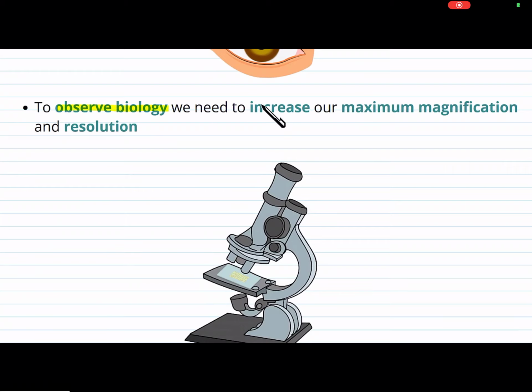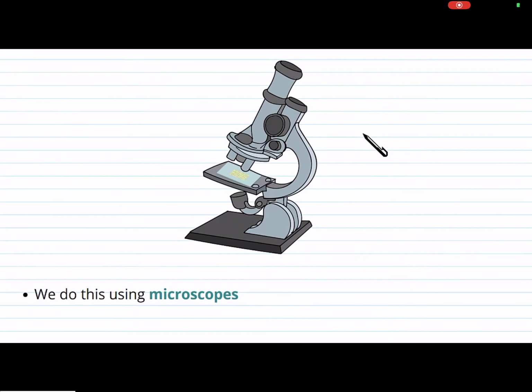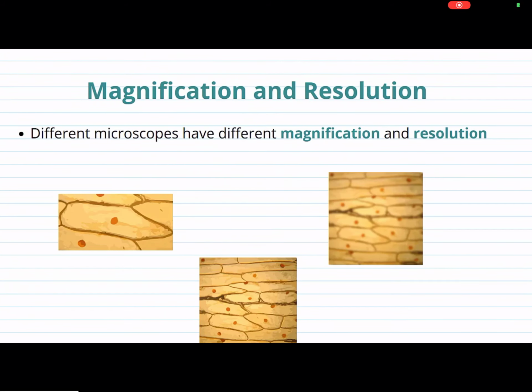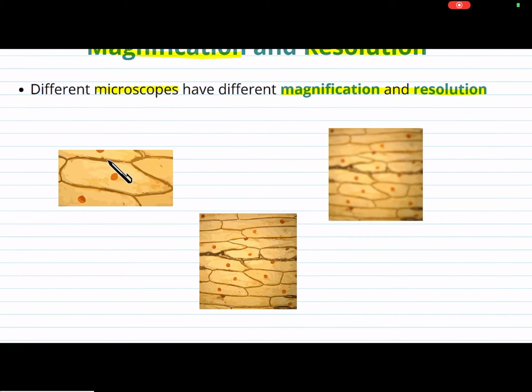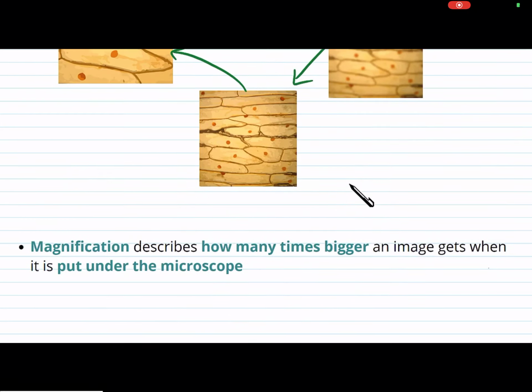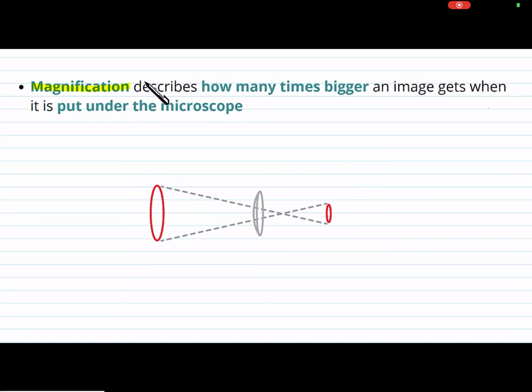So to observe biology, we have to increase our maximum magnification and resolution, and in order to do this, we use microscopes. To understand how microscopes work, we need to be familiar with two terms, magnification and resolution. Our eyes don't have strong enough of either of these, so microscopes have to have enough of both, and different types of microscope have different levels of each. With increased magnification and resolution, pictures become clearer, and we can see more detail in smaller structures. Magnification is basically describing how many times bigger something looks when we put it under a microscope.